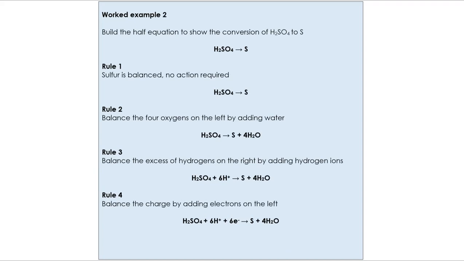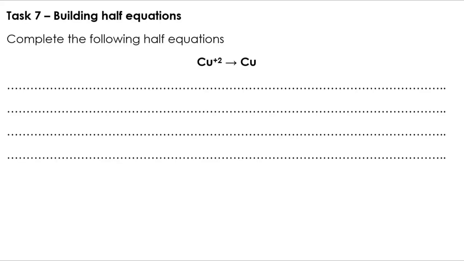And finally, rule 4, I balance the charge, and I do that by adding 6 electrons on the left-hand side. So there are a number of these examples that we are going to work through. Let's take a look at this one. Copper 2 going to copper.